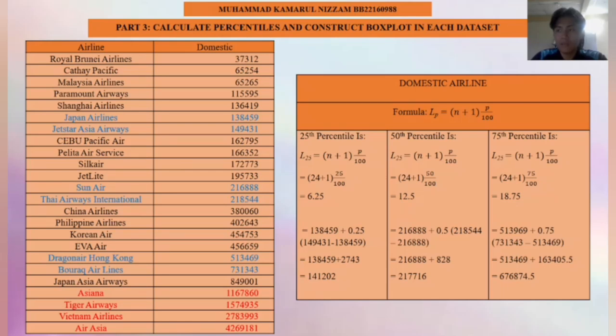After getting all the percentiles, we know that all the numbers were non-integer. Thus, we interpolate between 2 corresponding observations to approximate the percentiles. And the result for domestic airline is 141,202 for the 25th percentile, which is also the first quartile, 217,716 for the 50th percentile, and lastly 676,874.5 for the 75th percentile, which is also the third quartile.